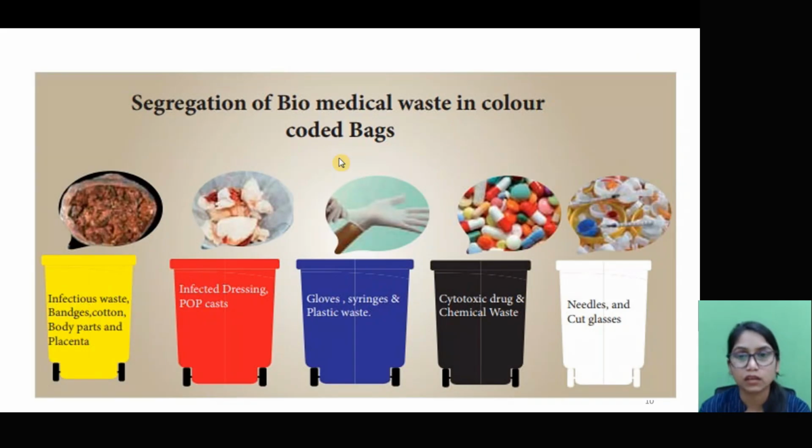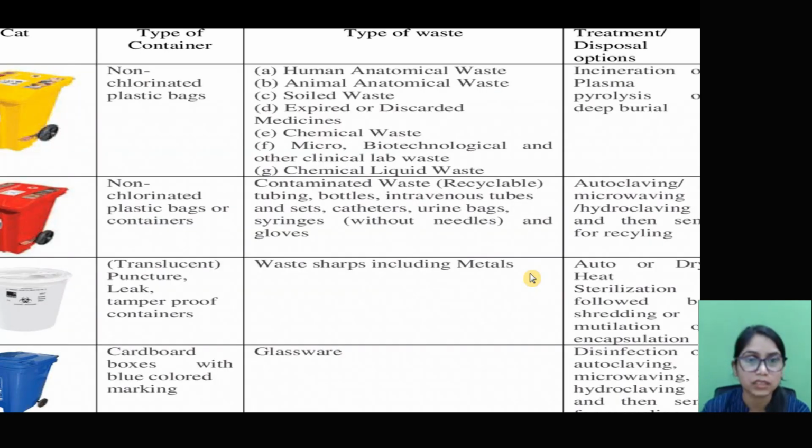now here you can understand nicely. All the infectious waste like bandages, cottons, body parts, and the placenta will be disposed of in the yellow one. In the red one, any infected dressing, POP, cast will go. Gloves, syringes, and plastic waste will be in the blue one. The black one is for the drugs, right? And the needles and cut glasses will be in the white one, right? I hope this is clear.